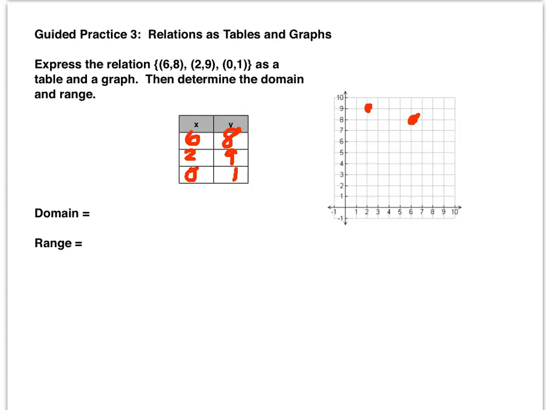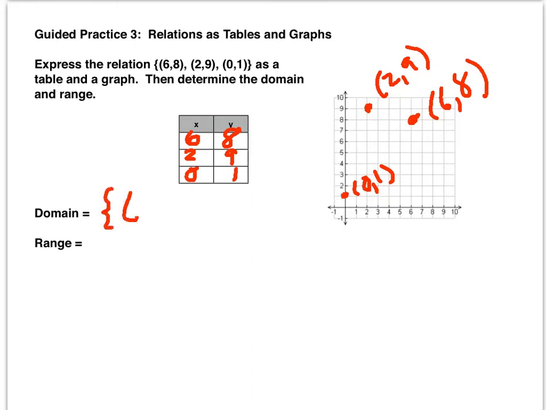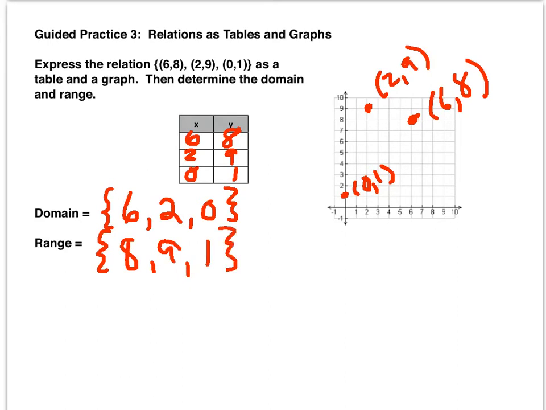And for 0, 1, we'll start at the origin 0 and we won't move until we go up 1 and we'll draw our point. So we have 0, 1, 2, 9, and 6, 8. The domain of this relation is the set of x values, so 6, 2, and 0, and the range is the set of y values, 8, 9, and 1.